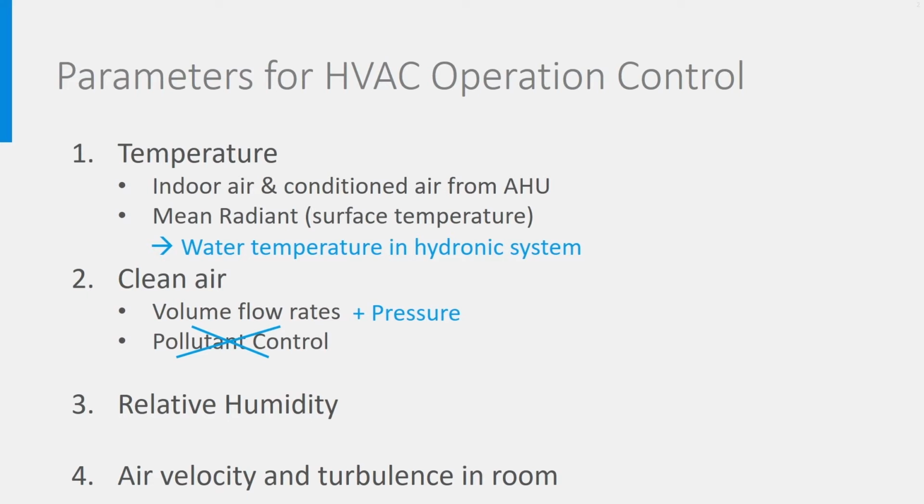Both these parameters depend on airflow rates and pressures at the outlet of air valves. It also depends on their position. That will be the subject of another lecture. We don't handle it here. So in the end, the control parameters of any HVAC system are reduced to only 4. Temperature, pressure, and volume flow rate, and relative humidity.